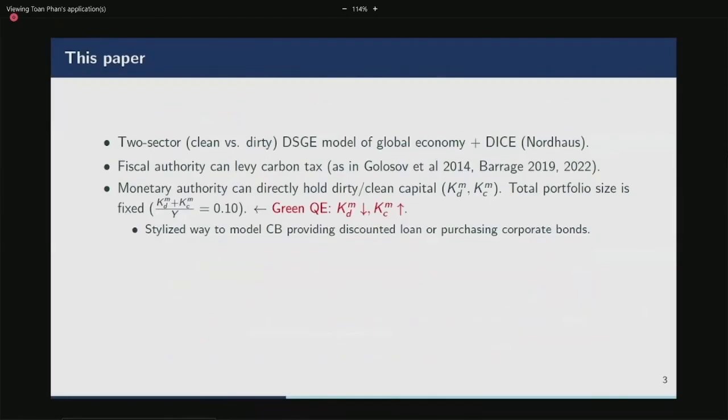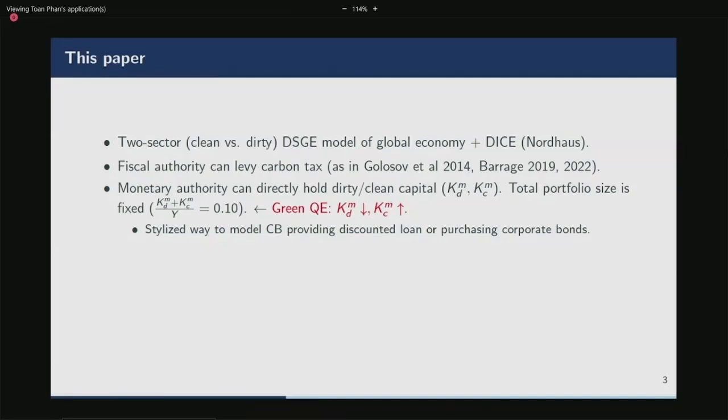So Alex and his co-authors in that paper, what did they do? Alex did a good job presenting, so I'm not going to spend too much time summarizing the paper. But there's a two-sector model, clean and dirty, in the tradition of DSGE models. It's a model of a global economy with the DICE integrated framework, with a climate module following Nordhaus, and more recently the Golosov et al. Econometrica 2014 paper.